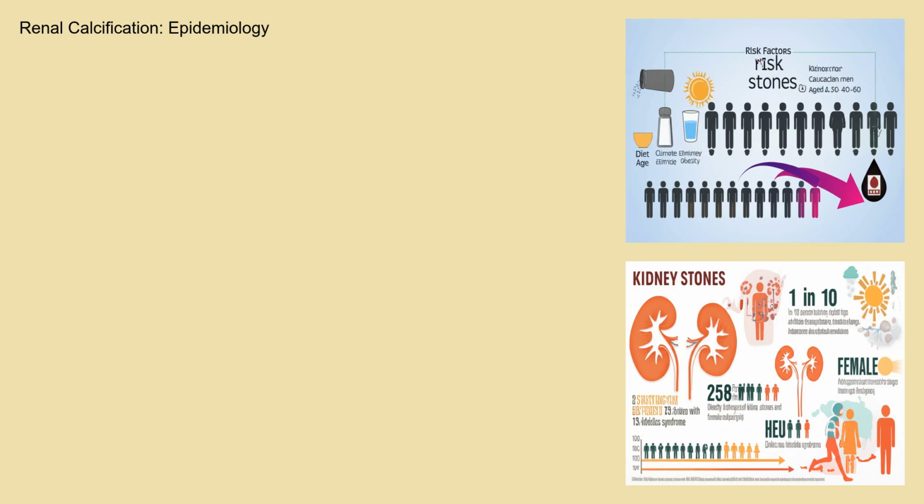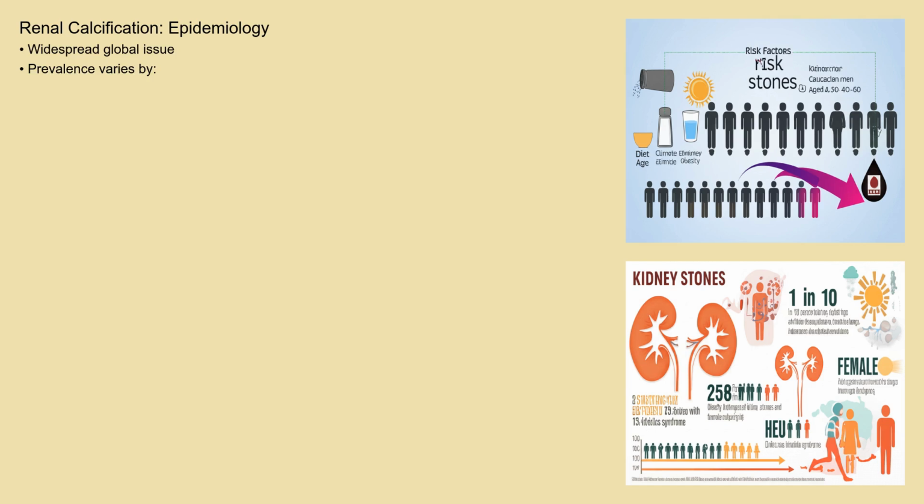Renal calcification is a widespread issue, affecting a significant portion of the global population. The exact epidemiology varies depending on geographic location, age, sex, and ethnicity. In general, kidney stones are more common in men than women, although this difference narrows with age. Caucasians are more likely to develop kidney stones than African Americans. The prevalence also increases with age, peaking between 40 and 60 years.